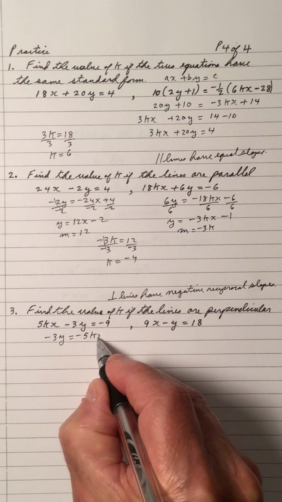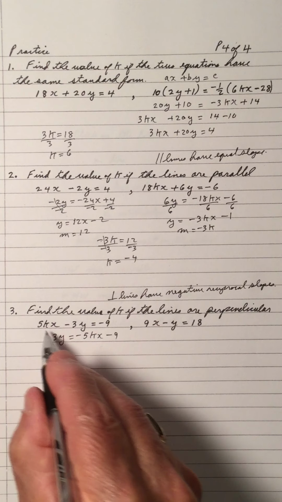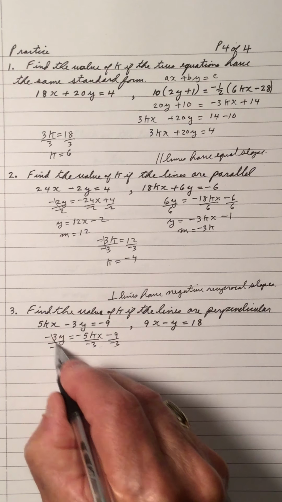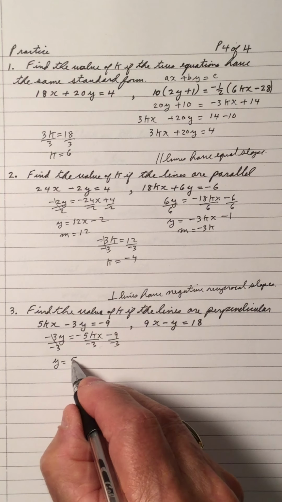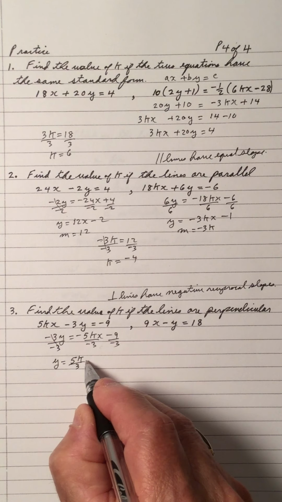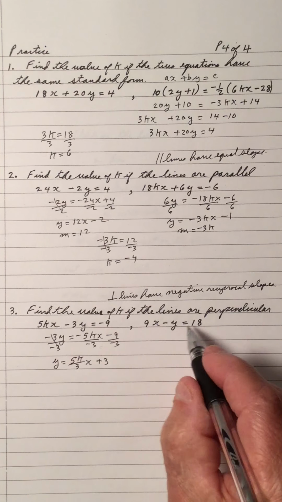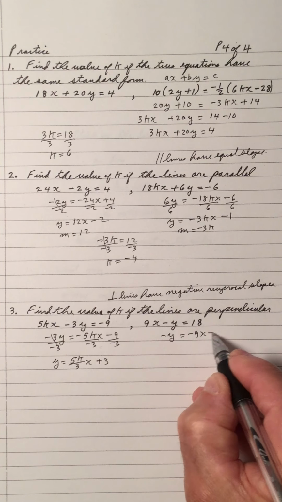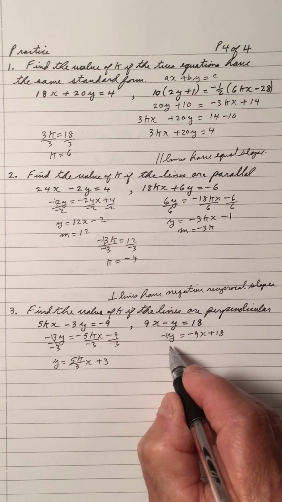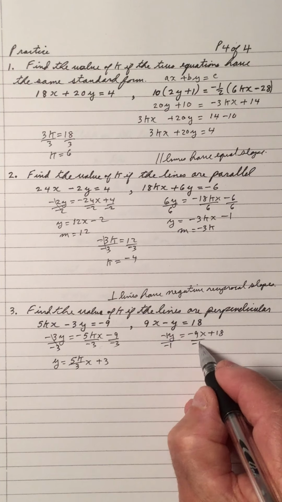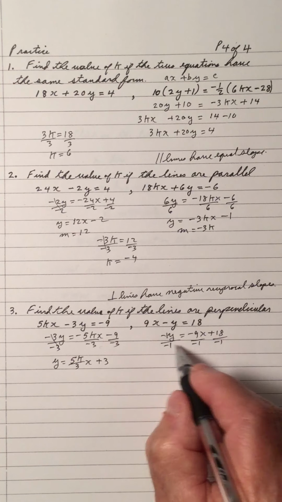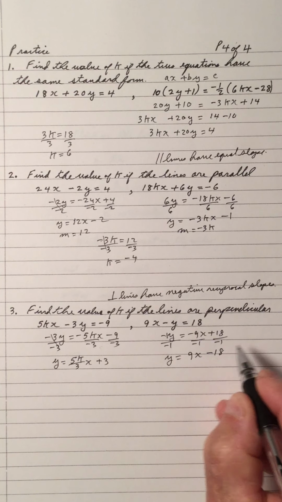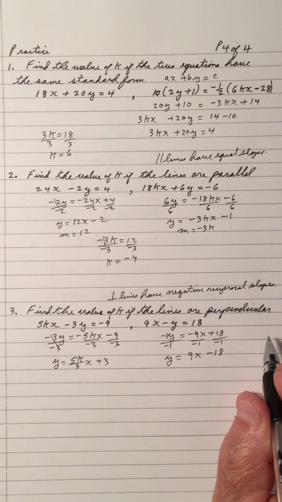So here we go. 5kx becomes negative, divide by negative 3, negative 3, negative 3, cancels. y is equal to 5k over 3 x plus 3. Solve this equation for y. Negative y equals negative 9x plus 18. And that's understood to be a 1, so I'm dividing by negative 1. A lot of people would just change the signs, but I divide by negative 1 to show you. y equals 9x minus 18. Perpendicular lines have negative reciprocal slopes.